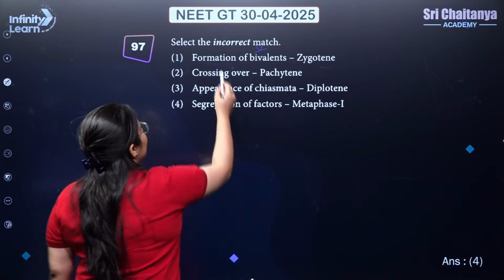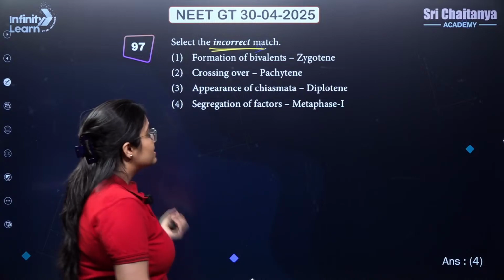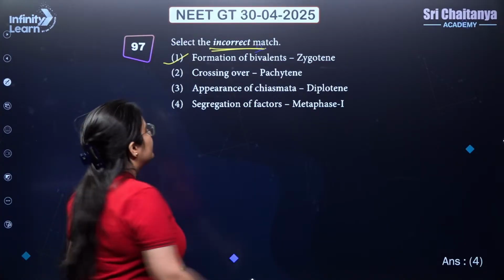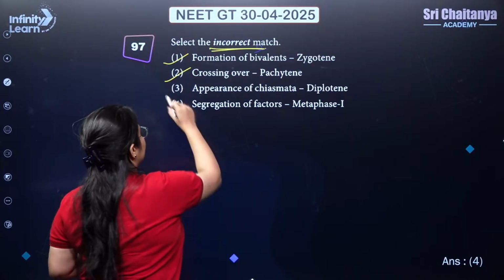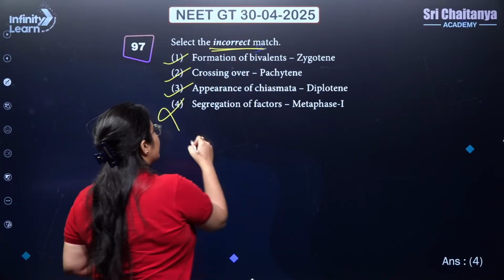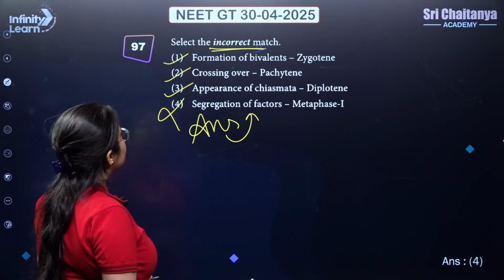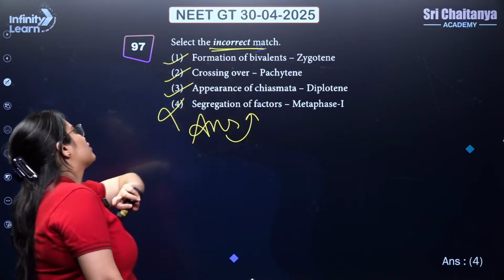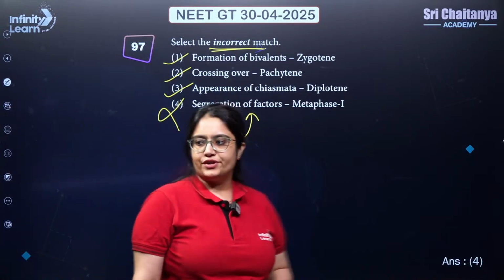Select the incorrect match. Formation of bivalents, does it take place in zygotene? Yes. Crossing over takes place in pachytene? Yes. Appearance of chiasmata, the X-shaped structures, diplotene. This is also correct. Segregation of factors in metaphase 1. This is incorrect and hence this becomes the answer. So my dear students, the correct answer for this question is 4 because they are asking to select the incorrect match. Answer is 4. Clear? Very good. Next.